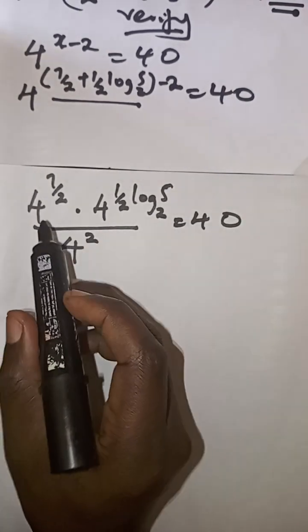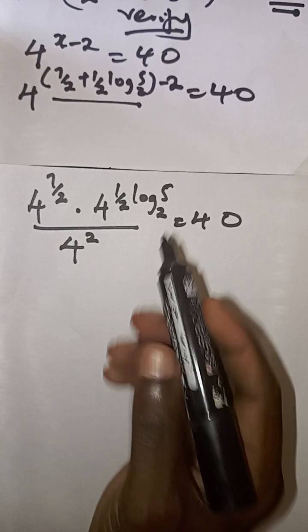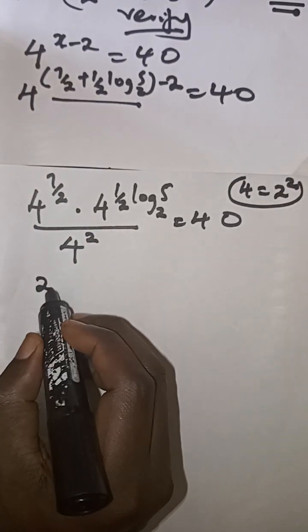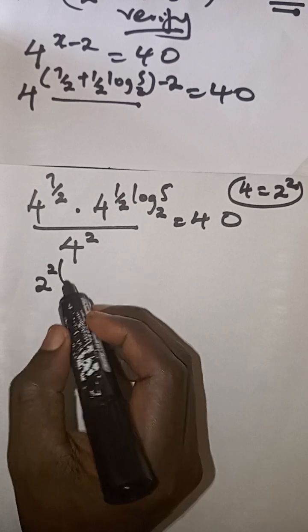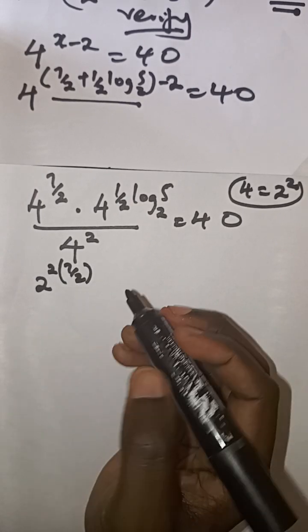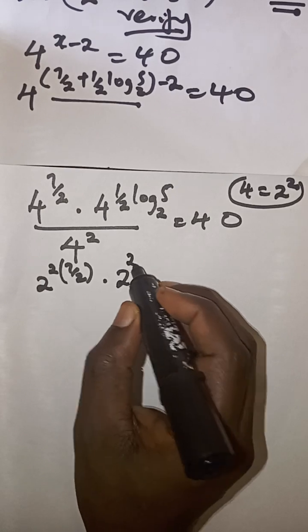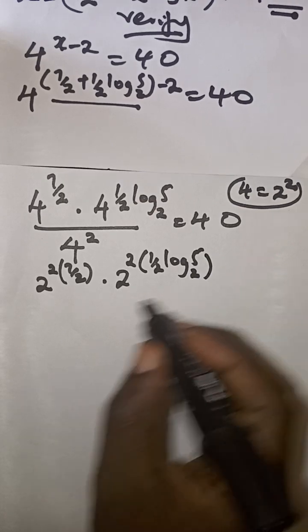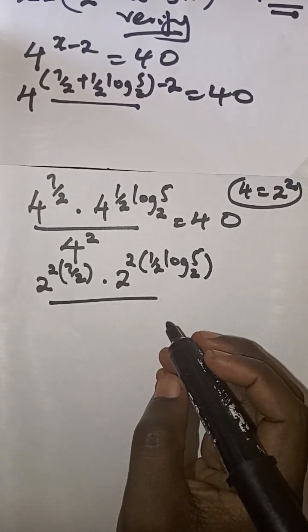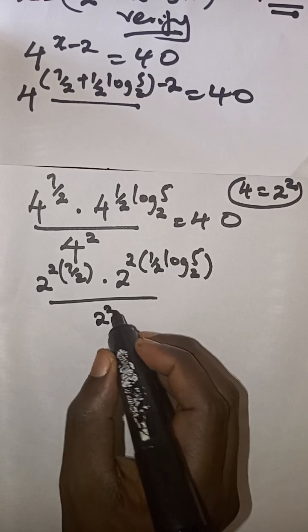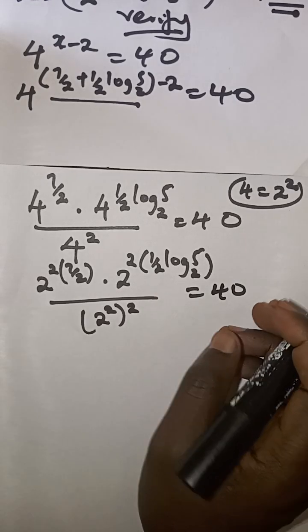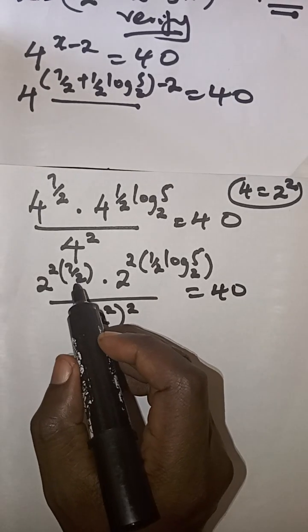Next step, I'm going to write 4 as 2 squared, meaning that this is going to be equal to 2 raised to 2, in bracket I have 7/2, multiply by 2 raised to 2, in bracket I have a half times the log of 5 base 2. And of course, down, I'm going to end up with 2 raised to 2. And outside, I have 2, giving me 40.